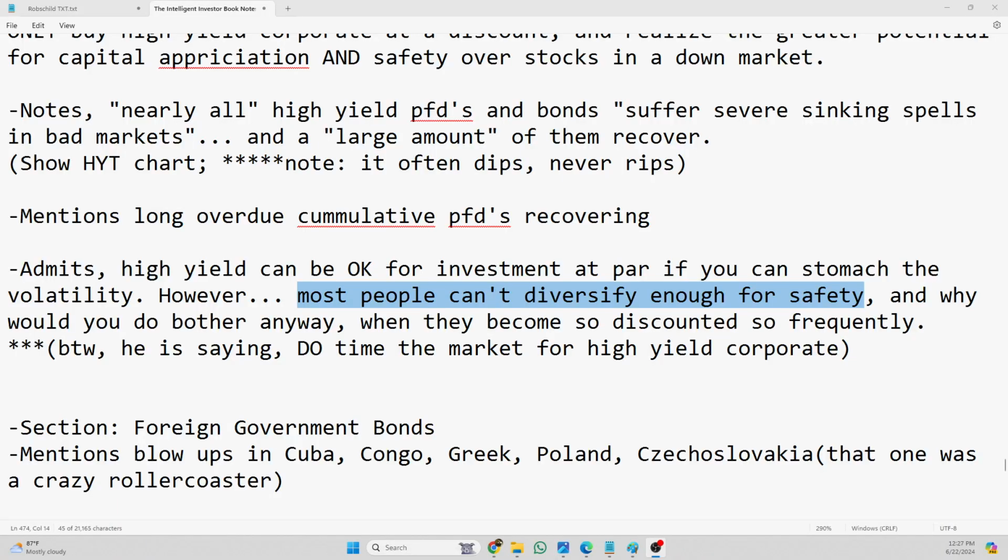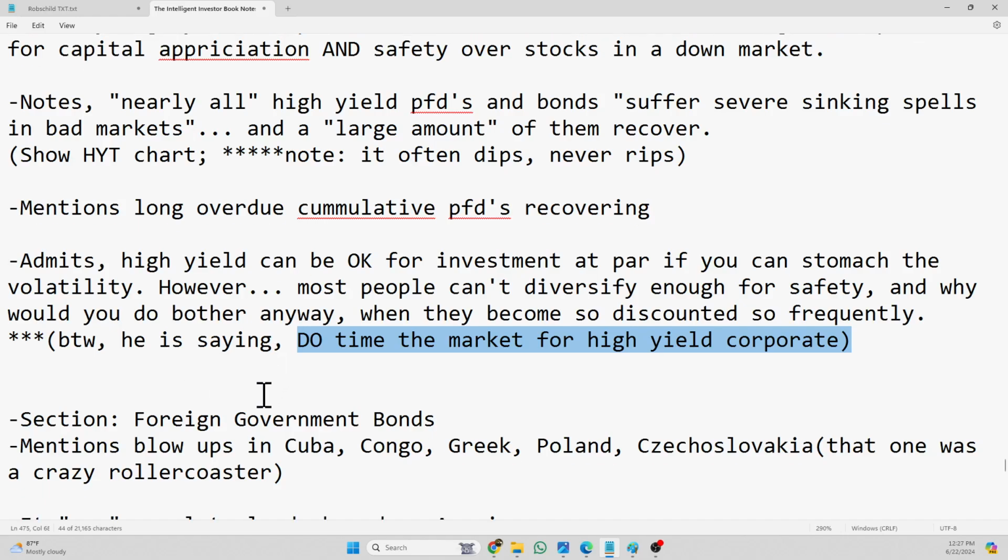But anyway, I just wanted to note with all of this section, regarding this, he is saying do time the market, especially for high yield corporate. This is an easy way to take great advantage of discounted securities in markets.